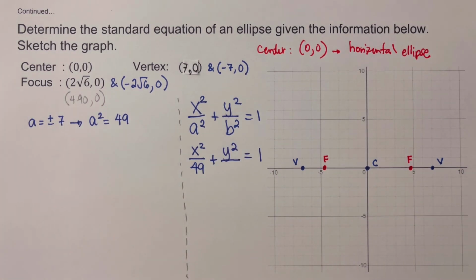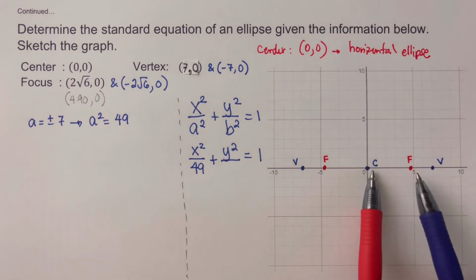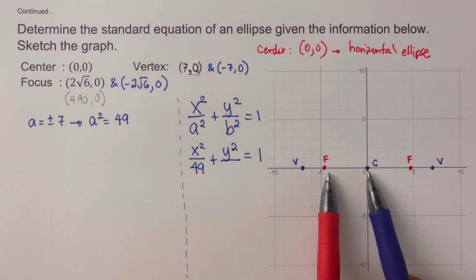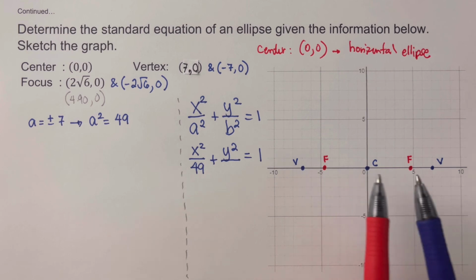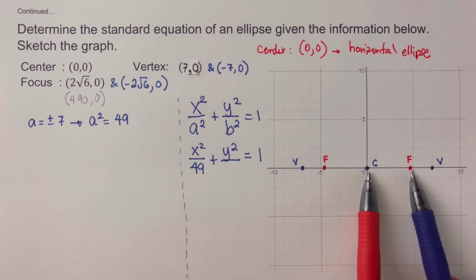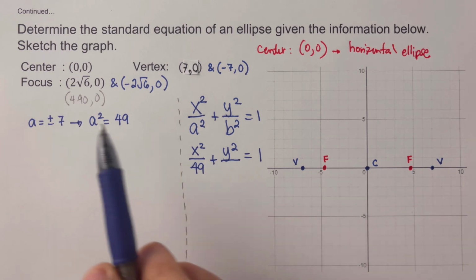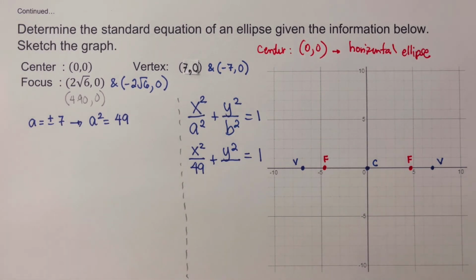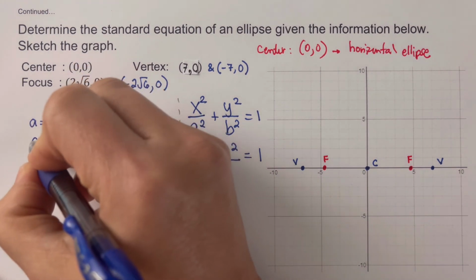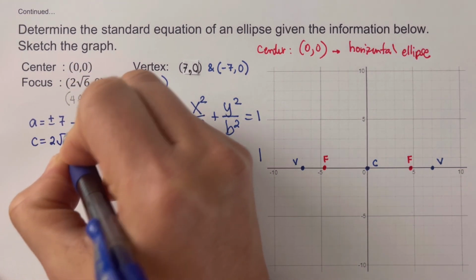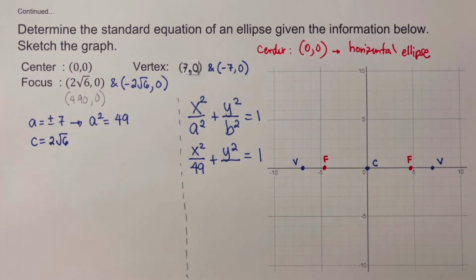Now we remember that the distance from the center to the focus is represented as letter c. So we can determine this distance using the distance formula. But the easiest way is that it's actually this value. So that's 2 square root of 6. So our c is 2 square root of 6. Now we can solve for b from here. That is using the formula c squared equals a squared minus b squared. So I'm going to show the work down here.